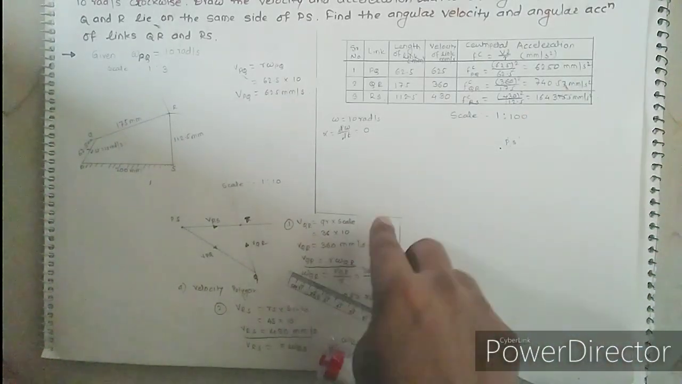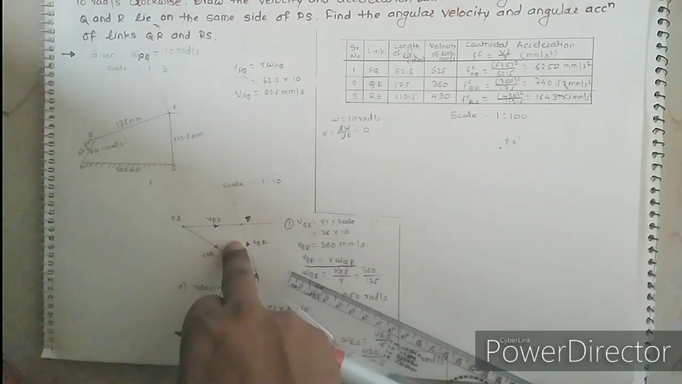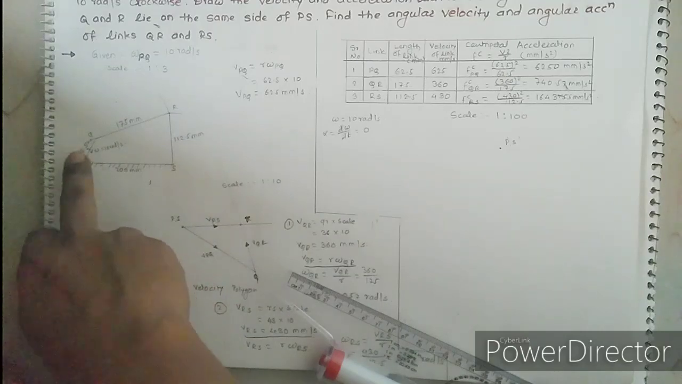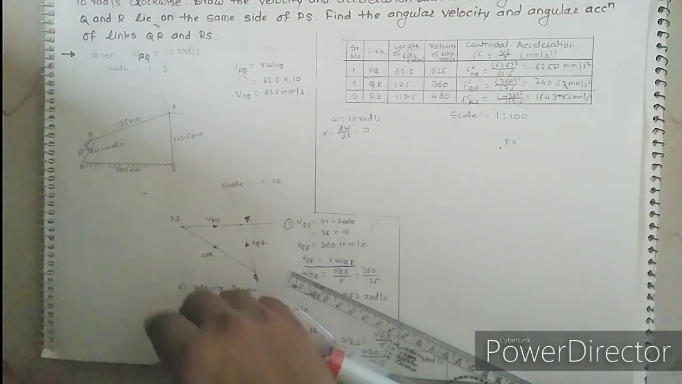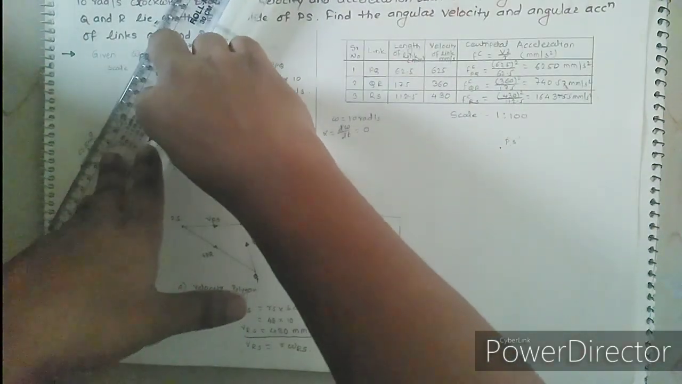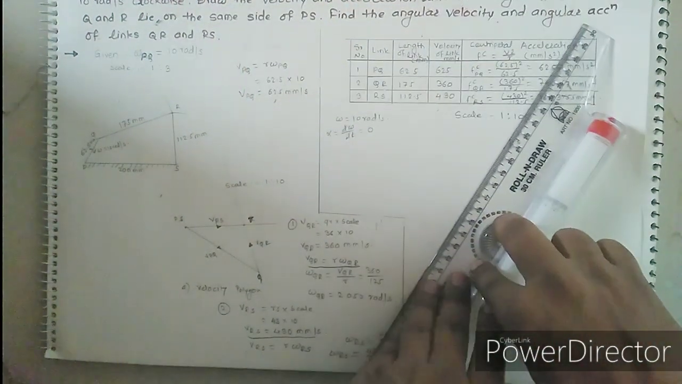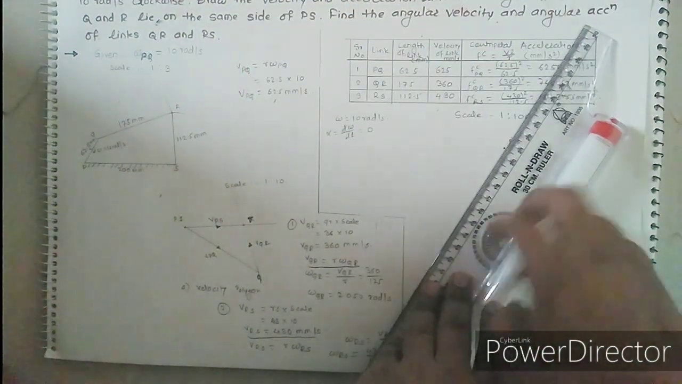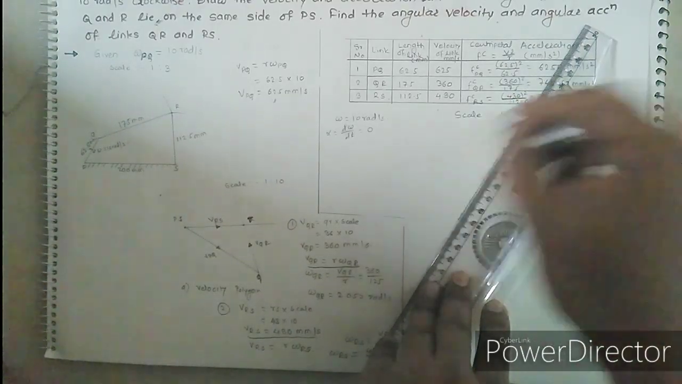For drawing an acceleration polygon, there are two methods. One is drawing perpendicular lines to the velocity polygon, and the second one is drawing parallel lines to the configuration diagram. So I will go with the parallel lines. First, draw the parallel line to the crank PQ in a downward direction, as the crank rotates in a clockwise direction. So here I am drawing the line.